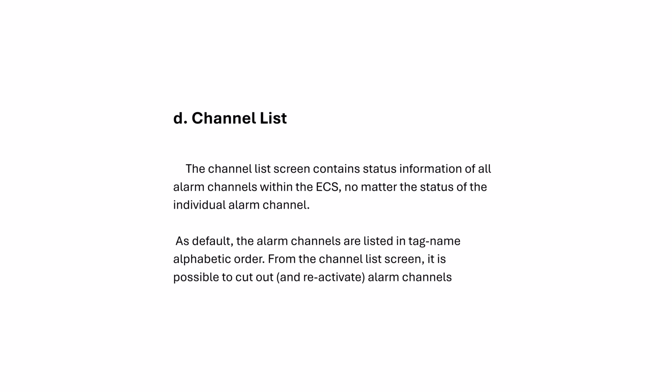Channel list. The channel list screen contains status information of all alarm channels within the ACS, no matter the status of the individual alarm channel, whether it's working, not working, faulty, or not faulty. By default, alarm channels are listed in tag name, alphabetically ordered. From the channel list screen, it is also possible to cut out and reactivate alarm channels. Once you go to the channel list and some alarm was cut out, you can reactivate it from here also.